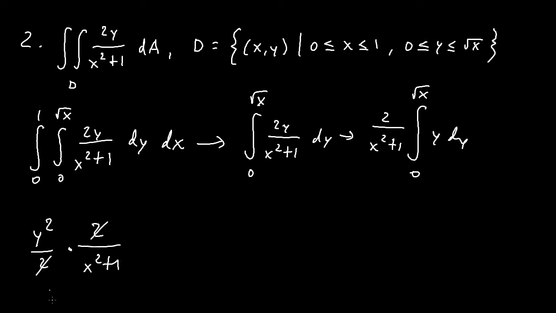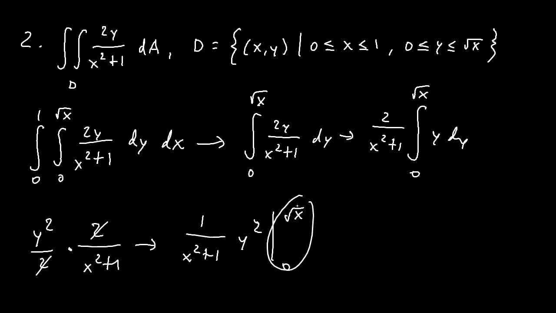Notice that the 2's will cancel. So we have 1 over x squared plus 1, which is just a constant, times y squared. Let's go ahead and evaluate it from 0 to square root of x. Remember, these are y bounds, so I plug it in for the y variable.